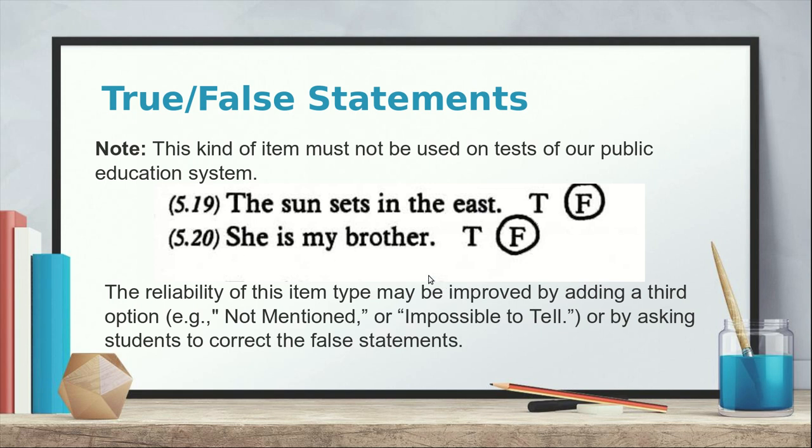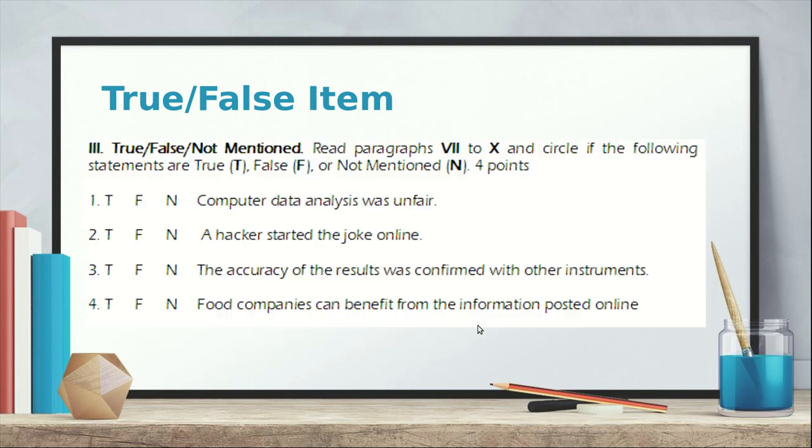There's a way to improve the reliability of this item type, and that's by adding a third category. So in addition to true, false, we may have not mentioned or impossible to tell. If it's something not mentioned, you include something that is completely unrelated to the topic of the reading. If it's impossible to tell, that could be a very, very specific inference that cannot be verified based on the evidence found in the text.